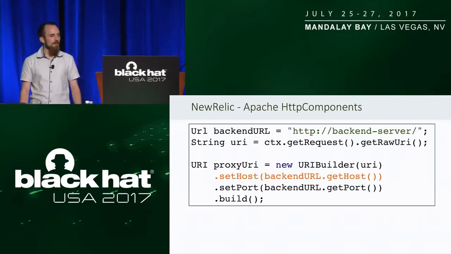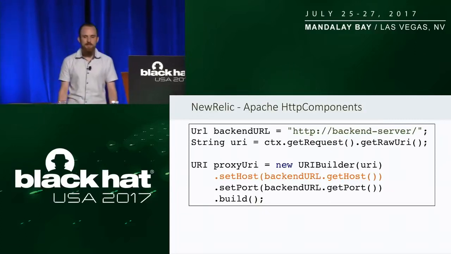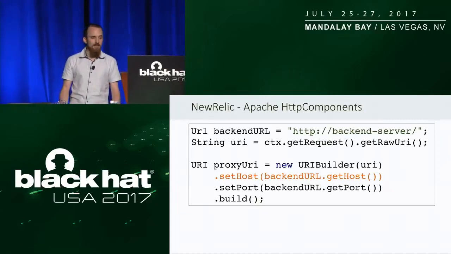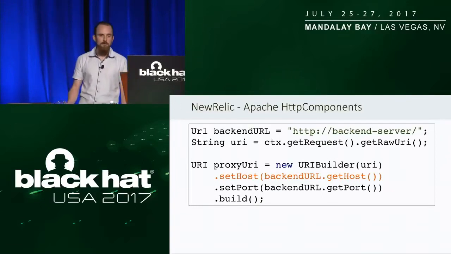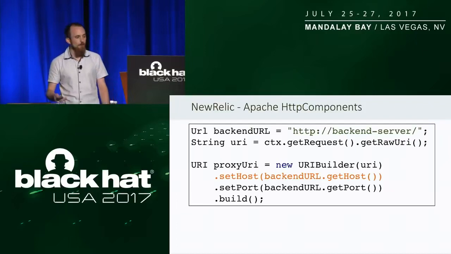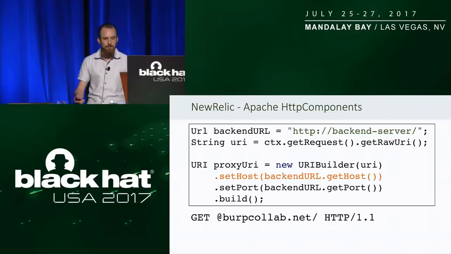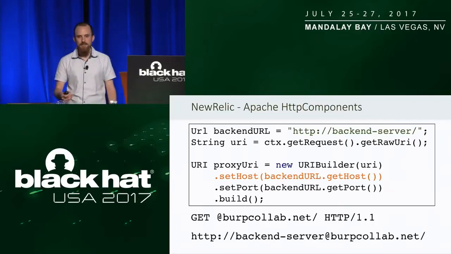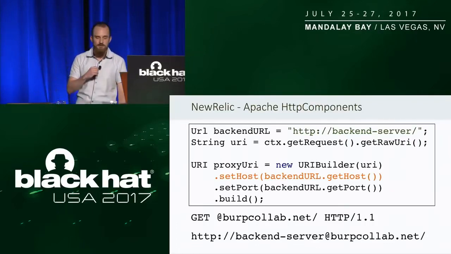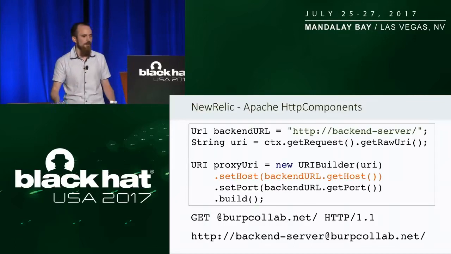Unfortunately for New Relic, they were using the Apache HTTP components library for their server. And this server fails to require that paths start with a forward slash. So that means if you send a malformed illegal HTTP request like that, then their code rewrites it like that. And once again, they're accessing a server of my choice with a username of backend server.